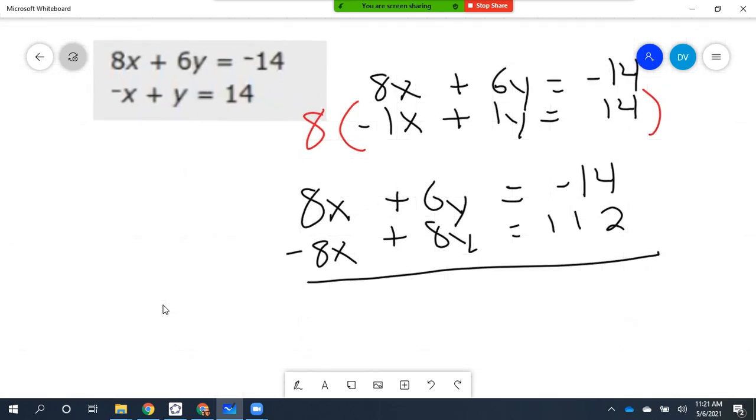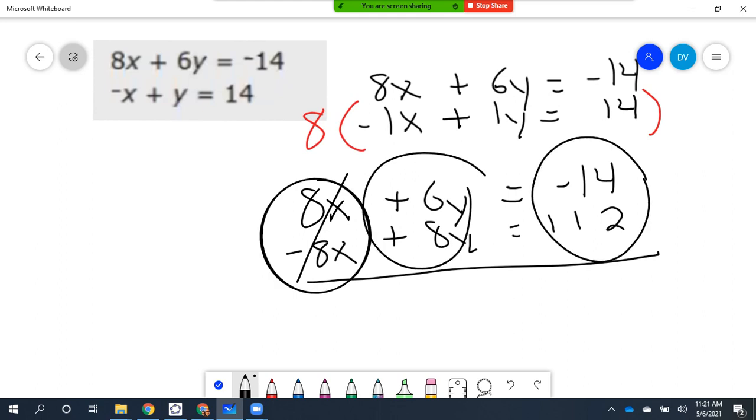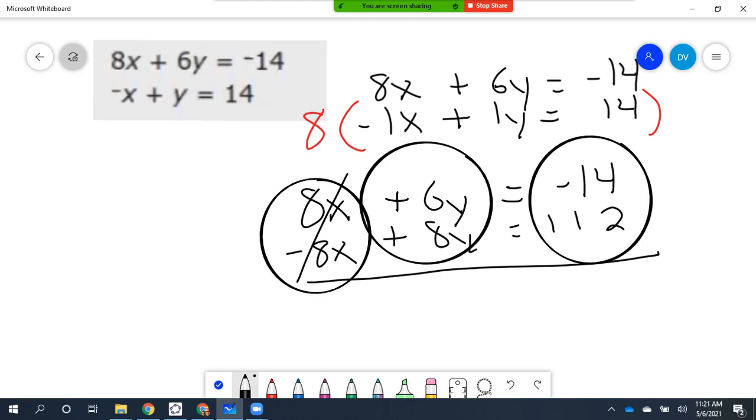And it's so easy that we technically don't want to write it. We just want to cross it off. We also add these two, and in a second we're going to add those two as well. If you add 8y and 6y, you get 14y. And if you add 112 and negative 14, which is the same as 112 minus 14, you get 98.